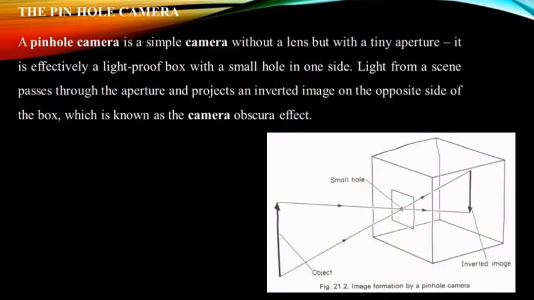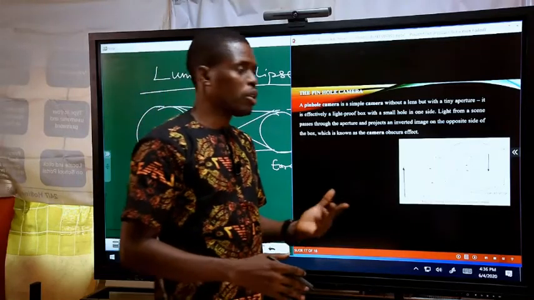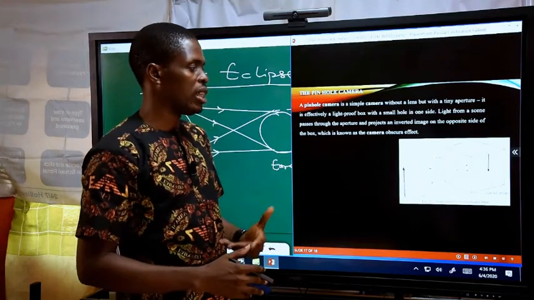So just like what we have, the pinhole camera, I have a box, we have a small hole, and the object placed in front of it, then the image formed by the pinhole camera is always inverted. The image formed is always what? Inverted, and we can say it is diminished. It is diminished, and it is real. Why is it real? Because it is formed on a screen.